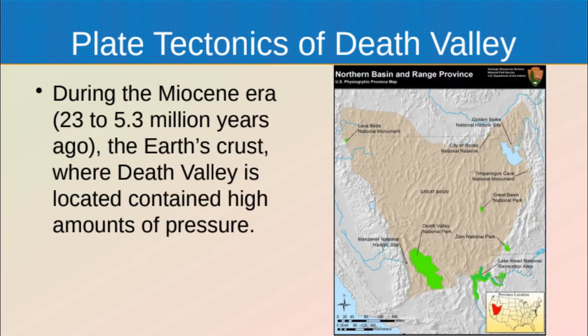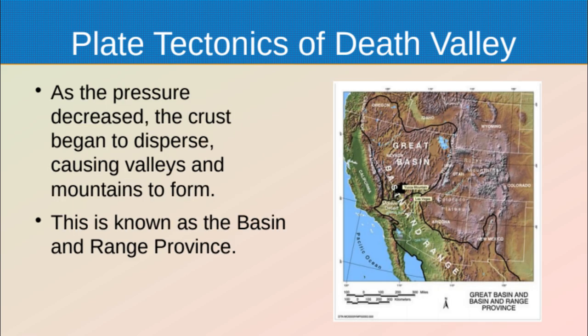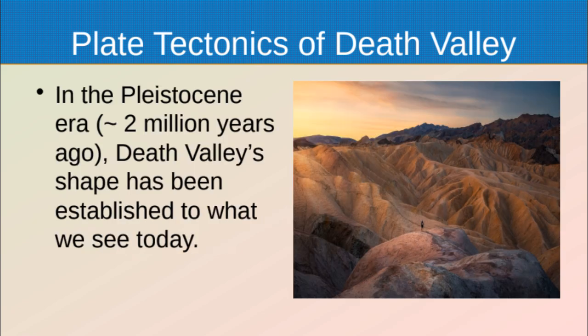During the Miocene era, about 23 to 5.3 million years ago, the Earth's crust, where Death Valley is located, contained pressure. As the pressure decreased, the crust began to disperse, causing valleys and mountains to form. This is known as the Basin and Range Province. In the Pleistocene era, approximately 2 million years ago, Death Valley's shape was established to what we see today.